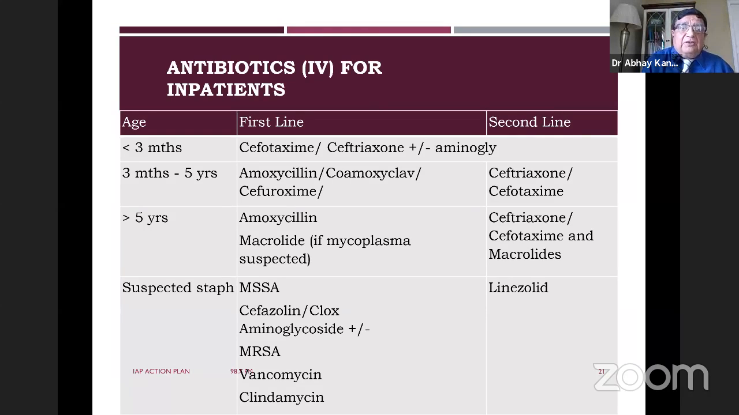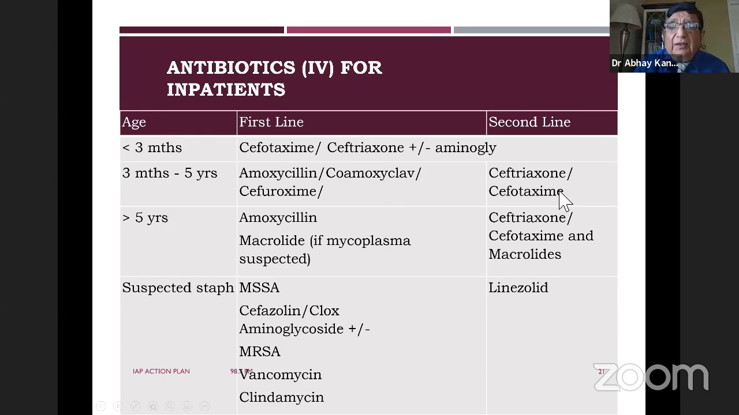And if you look at the choice of antibiotic, if the child is less than 3 months, always consider it as a severe pneumonia, always treat as an indoor patient. But if the child is more than 3 to 5 months, may be treated as an outdoor patient or indoor patient, depending on the severity of the illness. In a child less than 3 months, the drug of choice is a third generation cephalosporin with or without aminoglycoside. From 3 months to 5 years, it is amoxicillin.